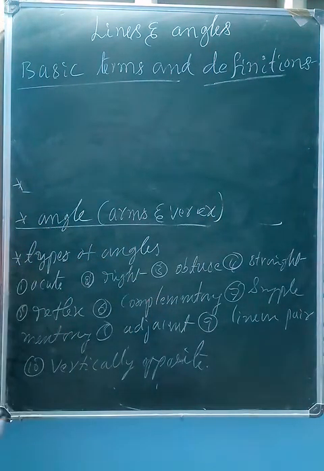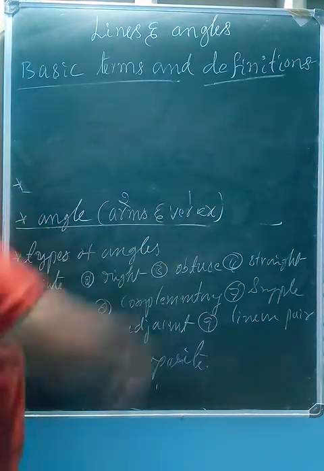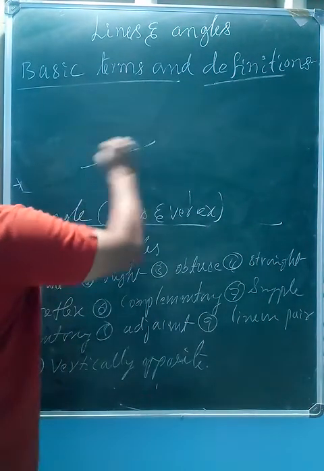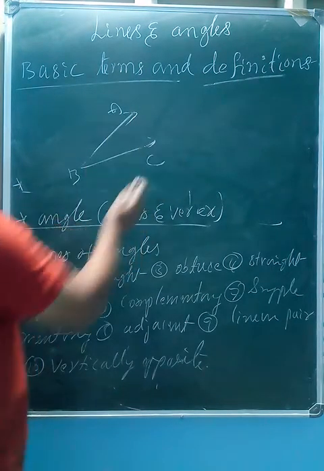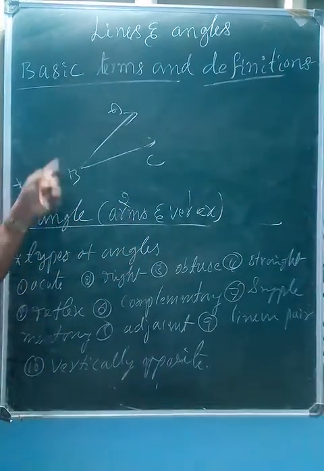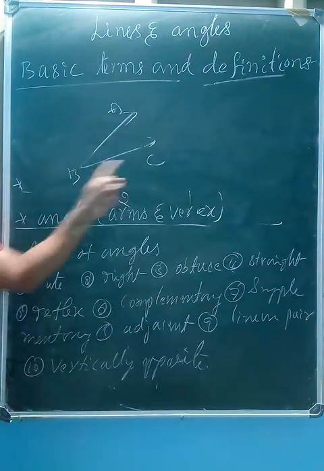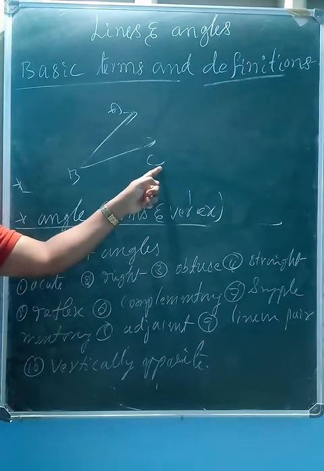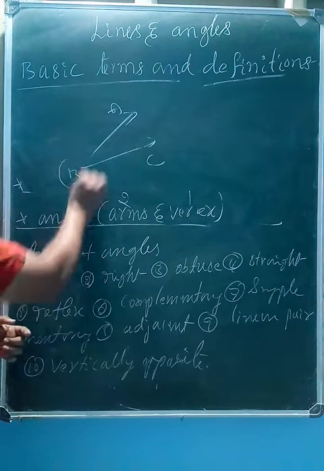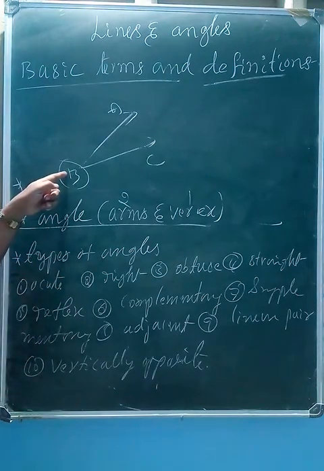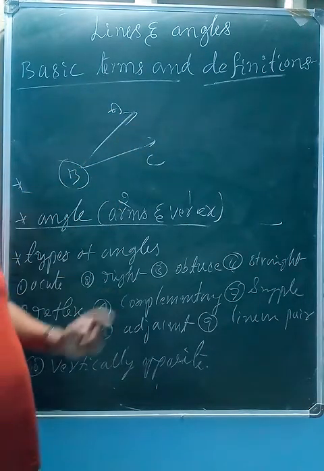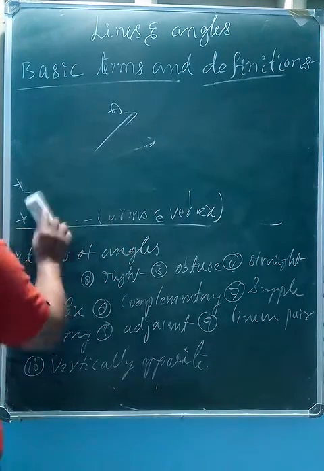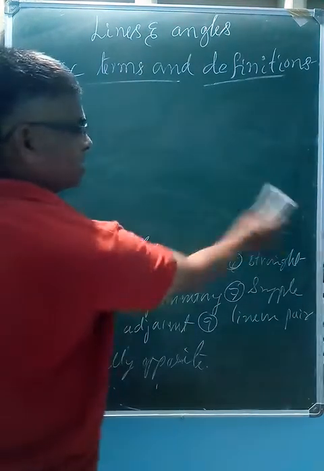In every angle there are 2 arms and 1 vertex. For example, if you take angle ABC, what are the 2 arms? BA is one arm and BC is another arm, that means line segments. And the vertex: this is the initial vertex where both are initiated. A is also a vertex and C is also a vertex. So these are the arms and the vertex of an angle.